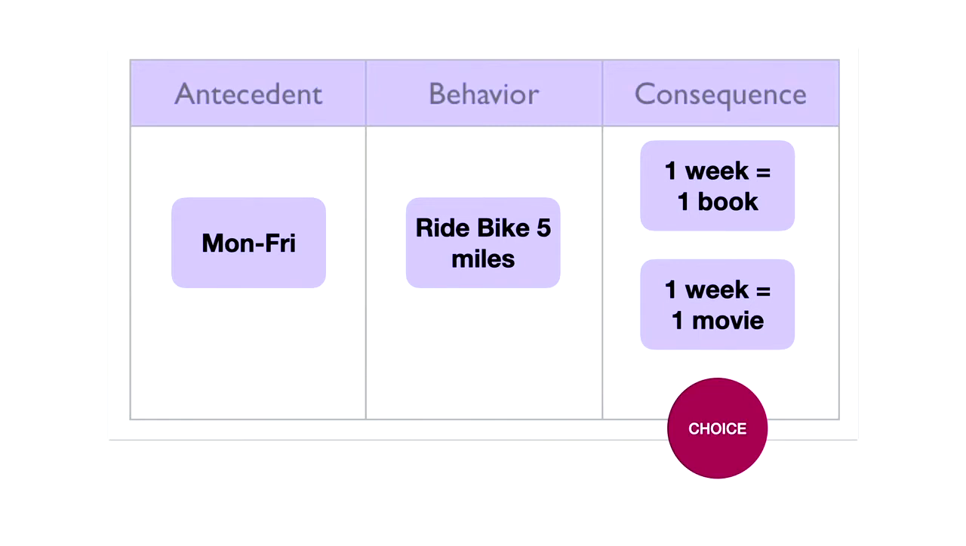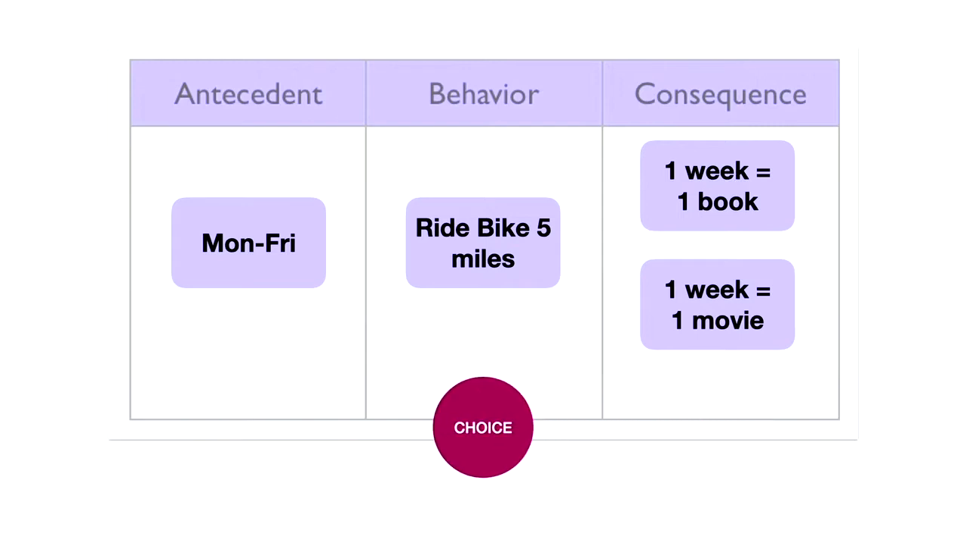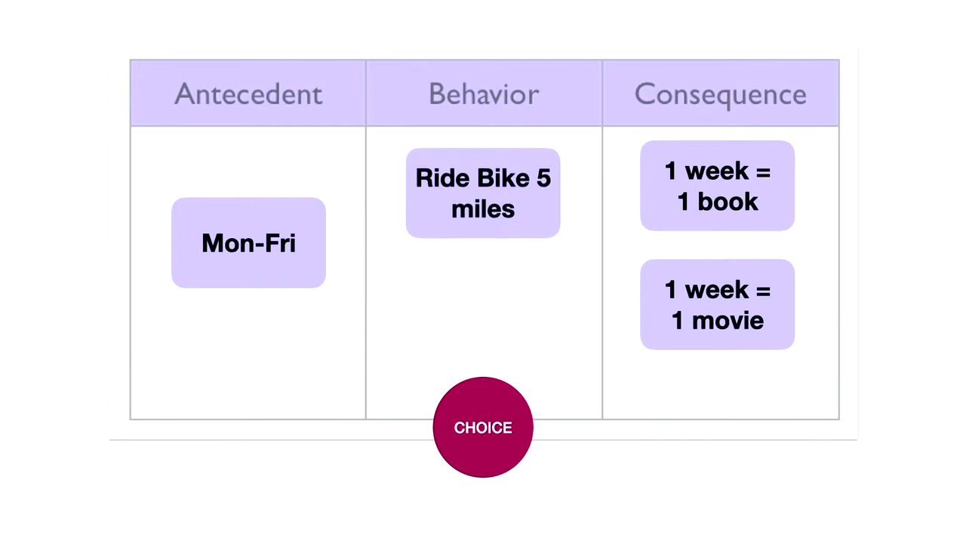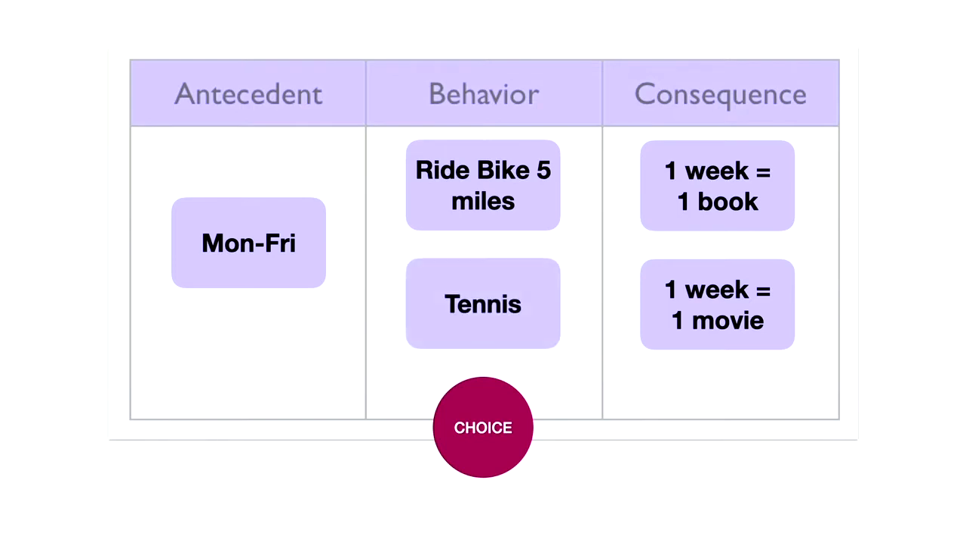That's not the only place we can add choice. We can add choice over to the behavior itself. You think about riding my bike for 5 miles as a cardiovascular exercise. What if I added another kind of cardiovascular exercise? I'm going to play some tennis. So now, Monday through Friday, I have the choice to either ride my bike or play tennis. And if I do that consistently throughout the week, I can get a book or a movie. We already have 2 different choices here, choices in behavior, choices in consequence. This is going to make things more encouraging.